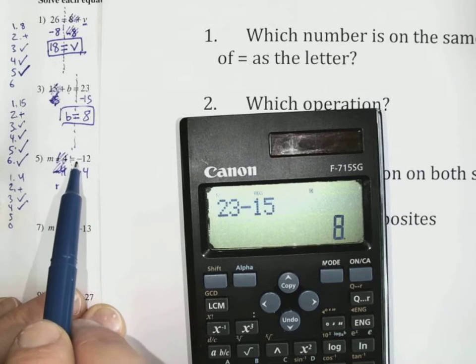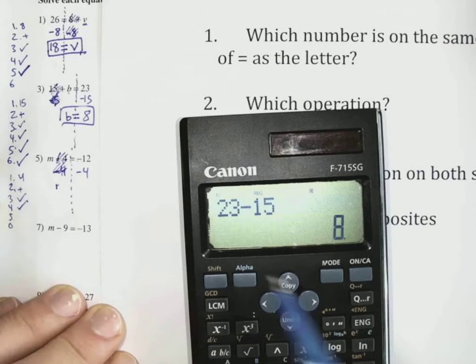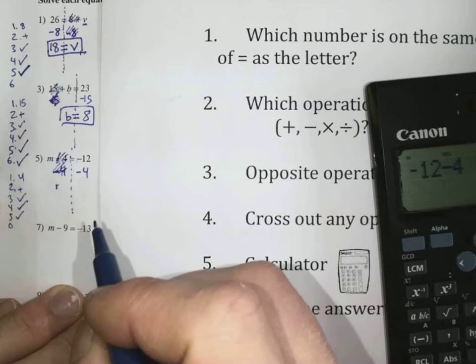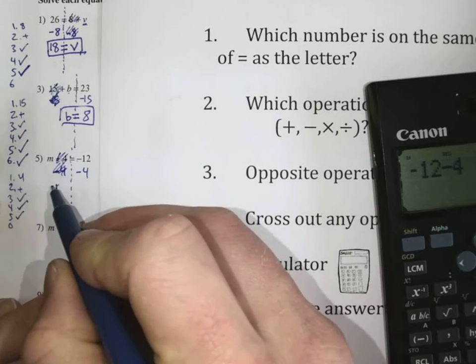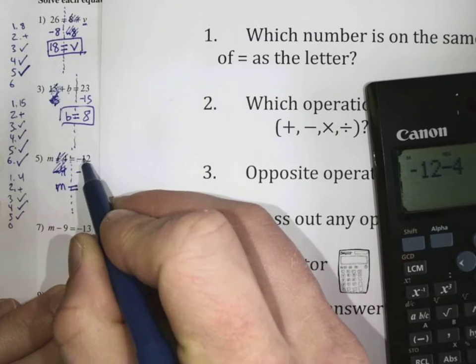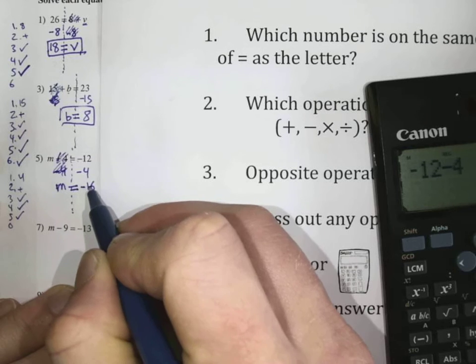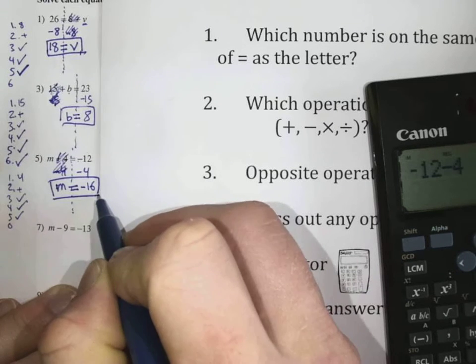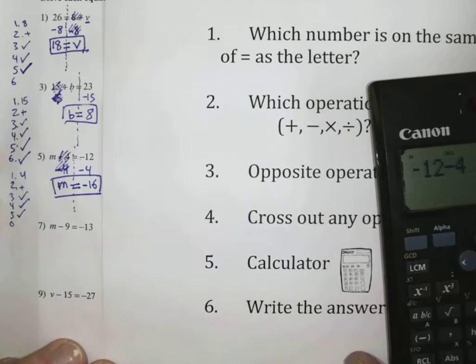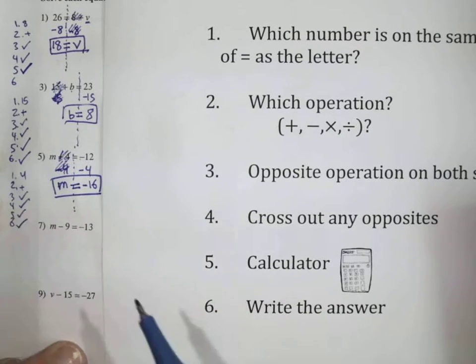And it says negative 12, take away 4. So we're going to put in negative 12, take away 4. And that gives us negative 16. Okay, so the calculator says negative 16. So on the left-hand side, I have left an m, and that's equal to negative 16. M is equal to negative 16. And that's the answer written down.